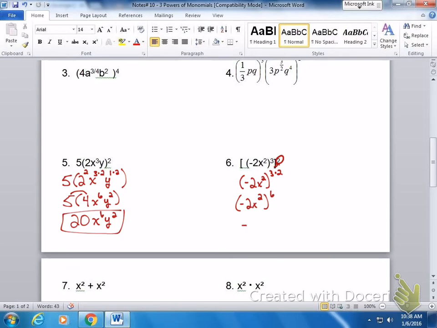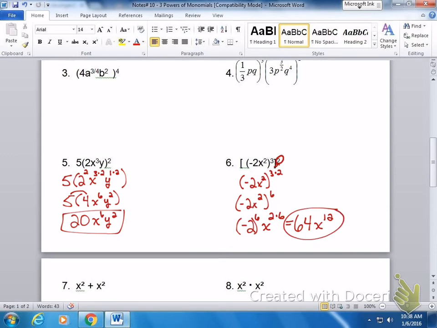Now I do the same thing again. I have negative 2, but I'm going to have to raise that to the 6th. And I have x squared, but since it's raised to the 6th, I multiply it by 6. Now be careful when you put negatives in your calculator. You might put it in parentheses. I got that negative 2 to the 6th was 64. And then x to the 2 times 6 is x to the 12th.